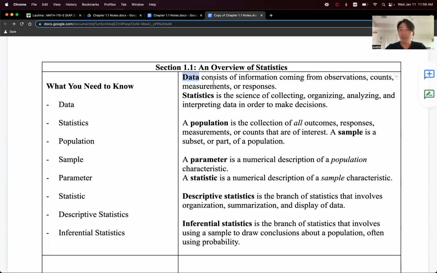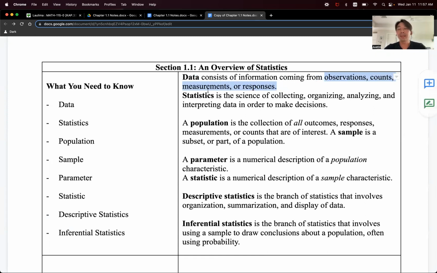Okay, first word is data. Data consists of information coming from observations, counts, measurements, or responses. So kind of like what you probably intuitively expect data is. Observations, counts, measurements, or responses, and the information from those things.